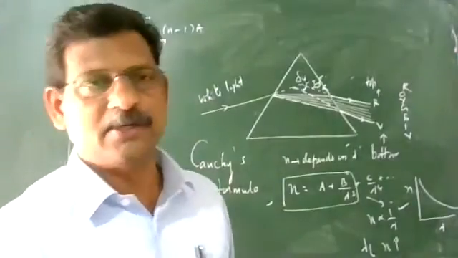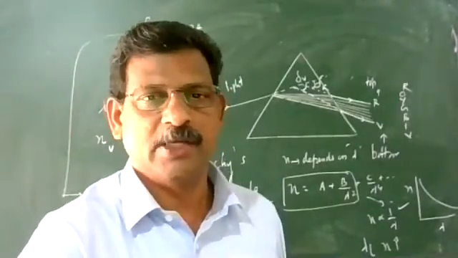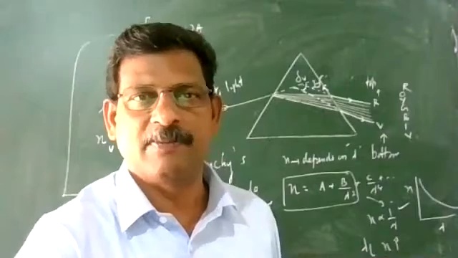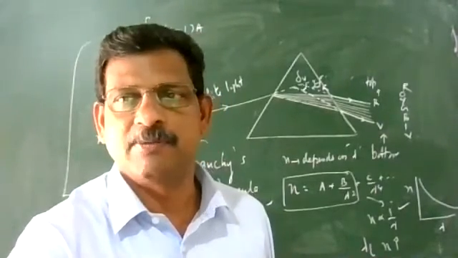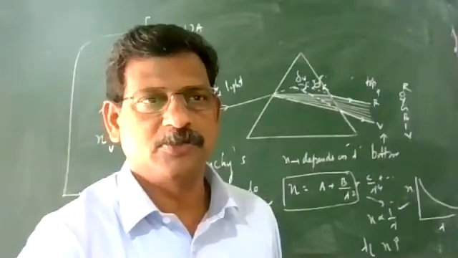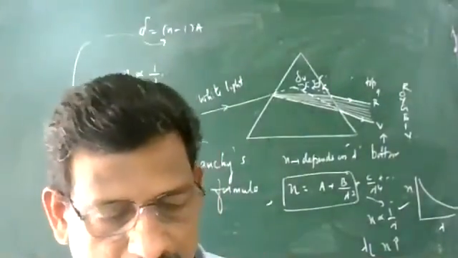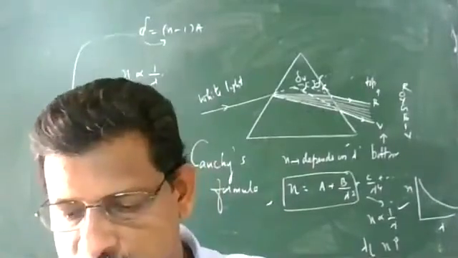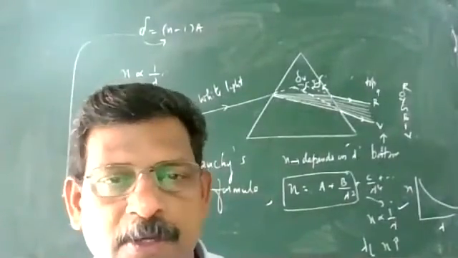Okay, next point is sodium light. Earlier we used sodium vapor lamps, the street lamps. Nowadays all sodium vapor lamps are replaced by LED lamps. LED panels are used because they consume very little power. You can see all over the state that sodium vapor lamps were replaced by LED lamps because their power consumption is very low.